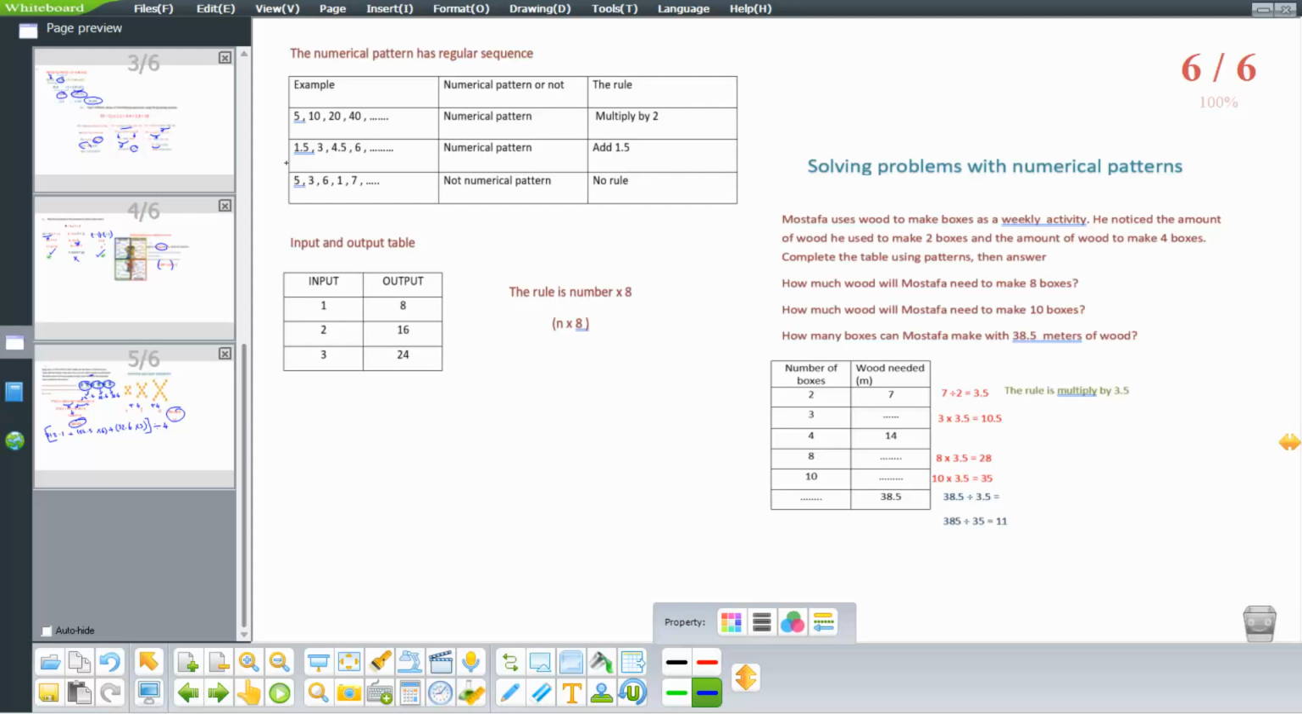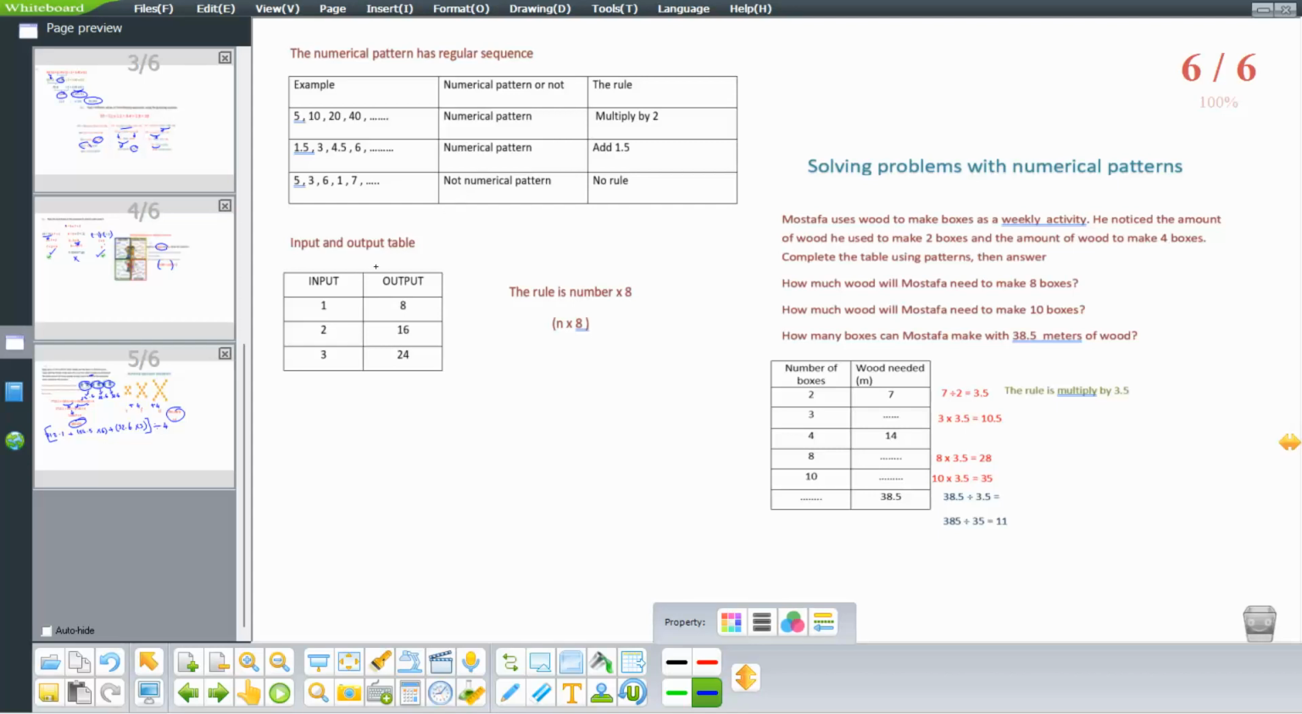Here 1.5 will be 3, it will be 4.5, it will be 6. So every time we add 1.5, so we have a regular sequence. So it's a numerical pattern. Here 5 will be 3, it will be 6, it will be 1, it will be 7. So it hasn't a regular sequence, so it's not a numerical pattern.